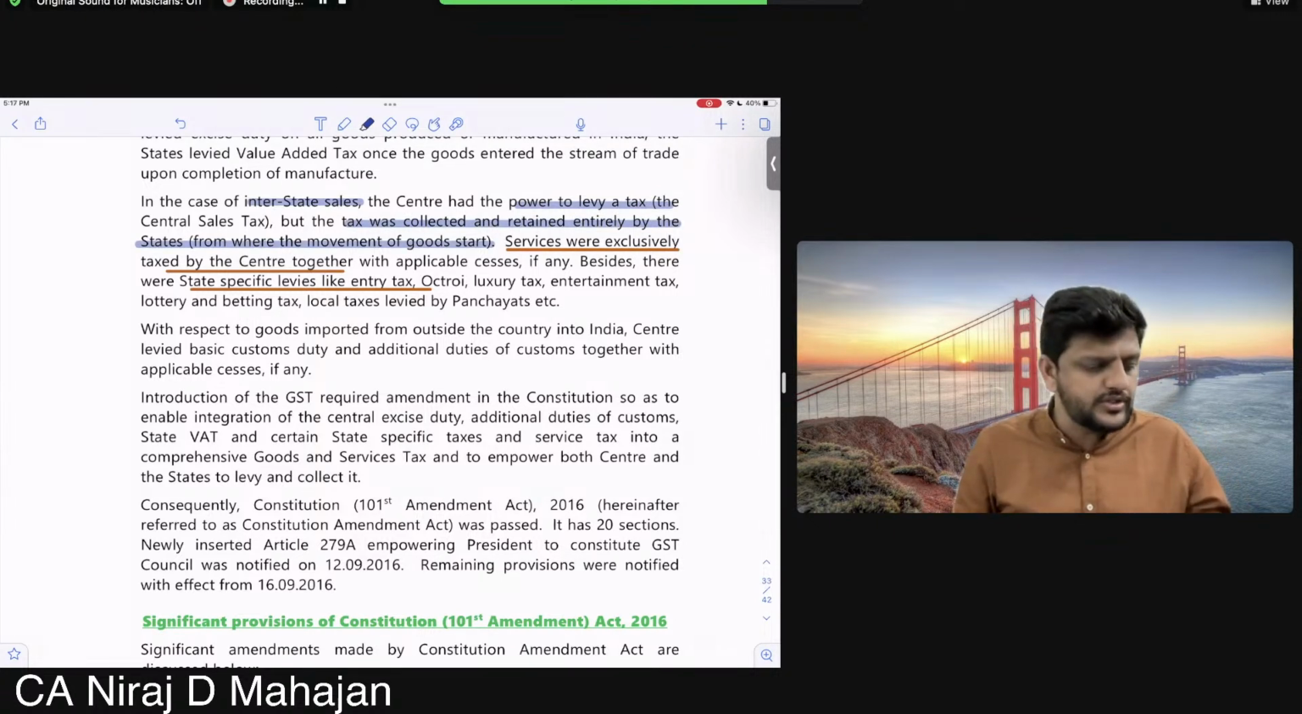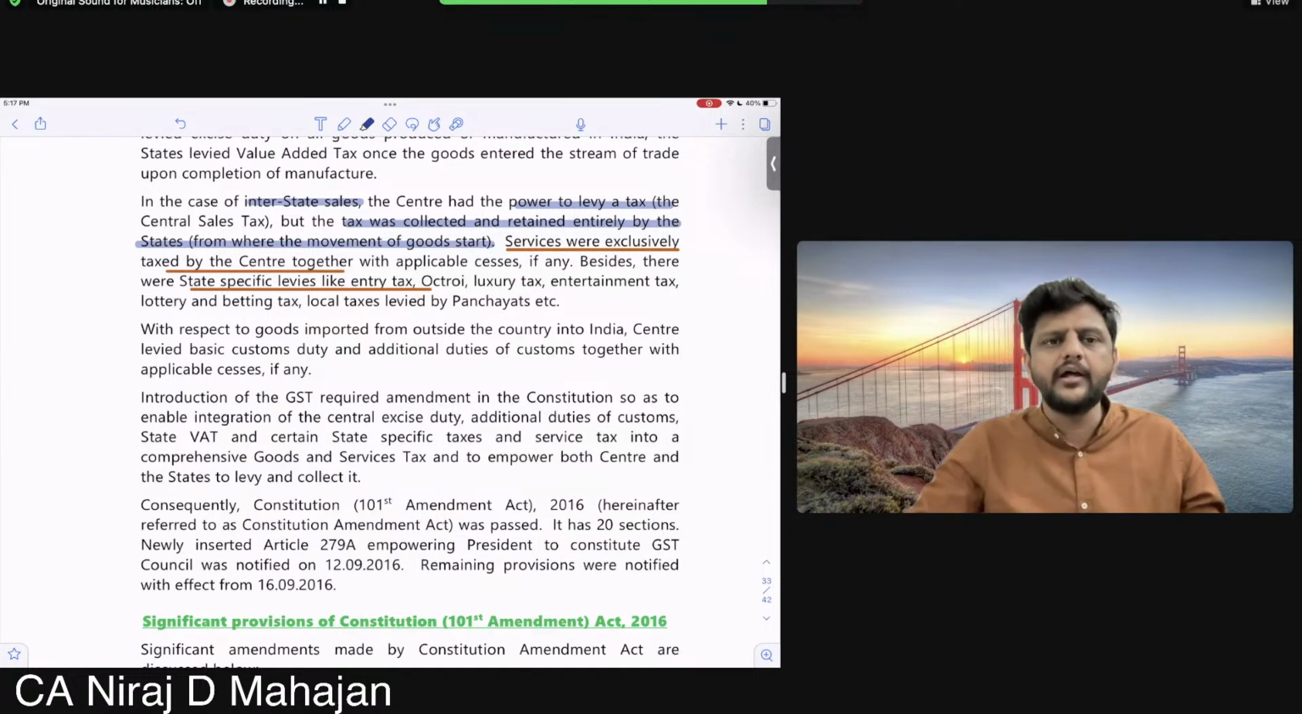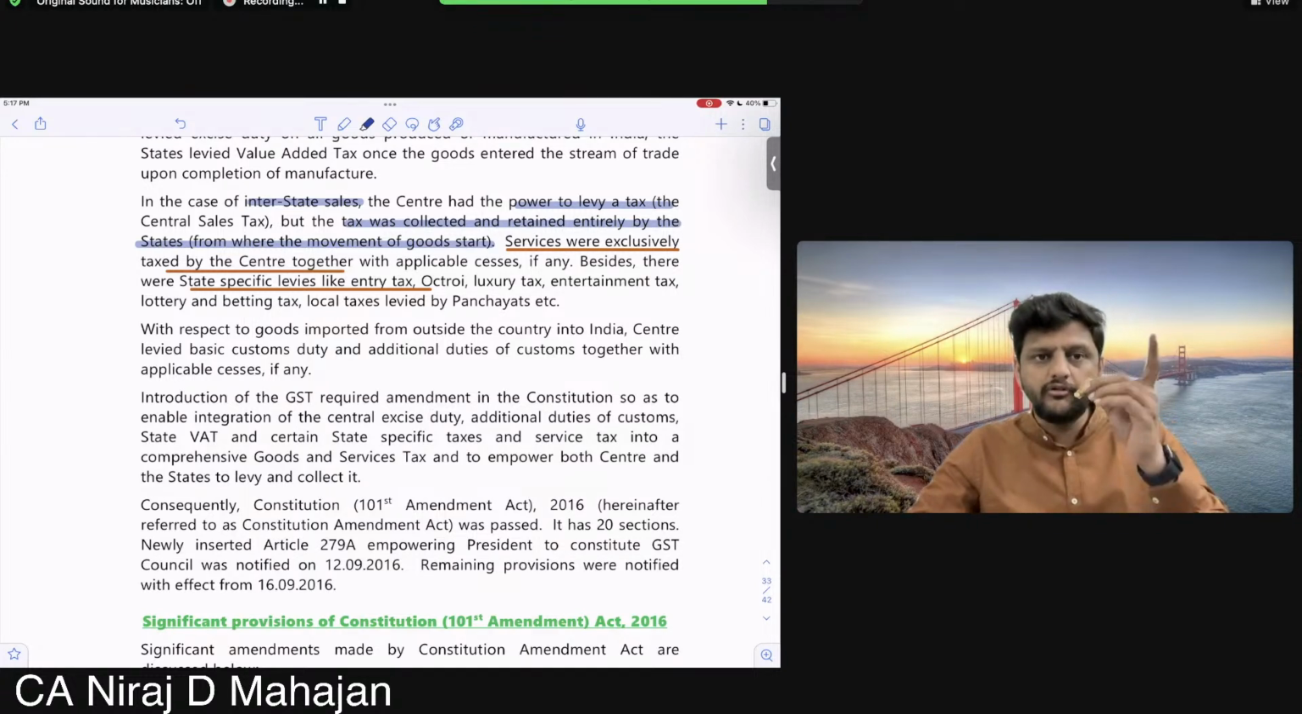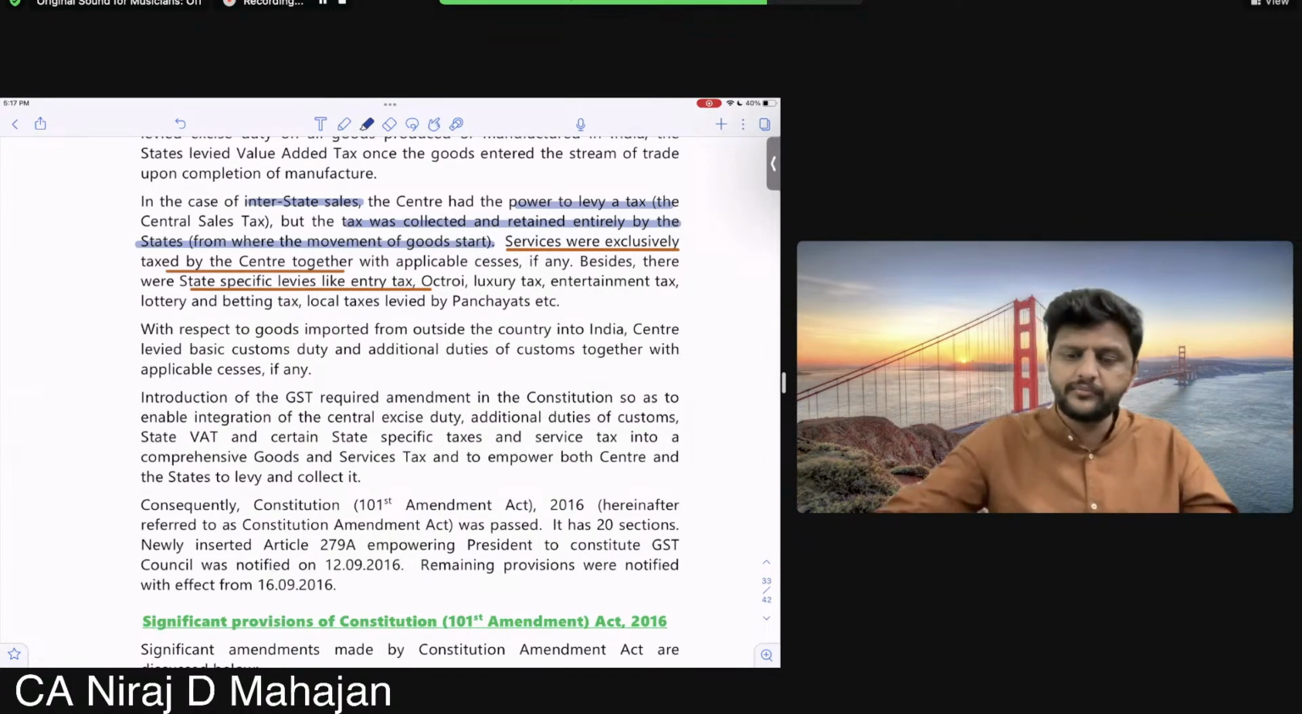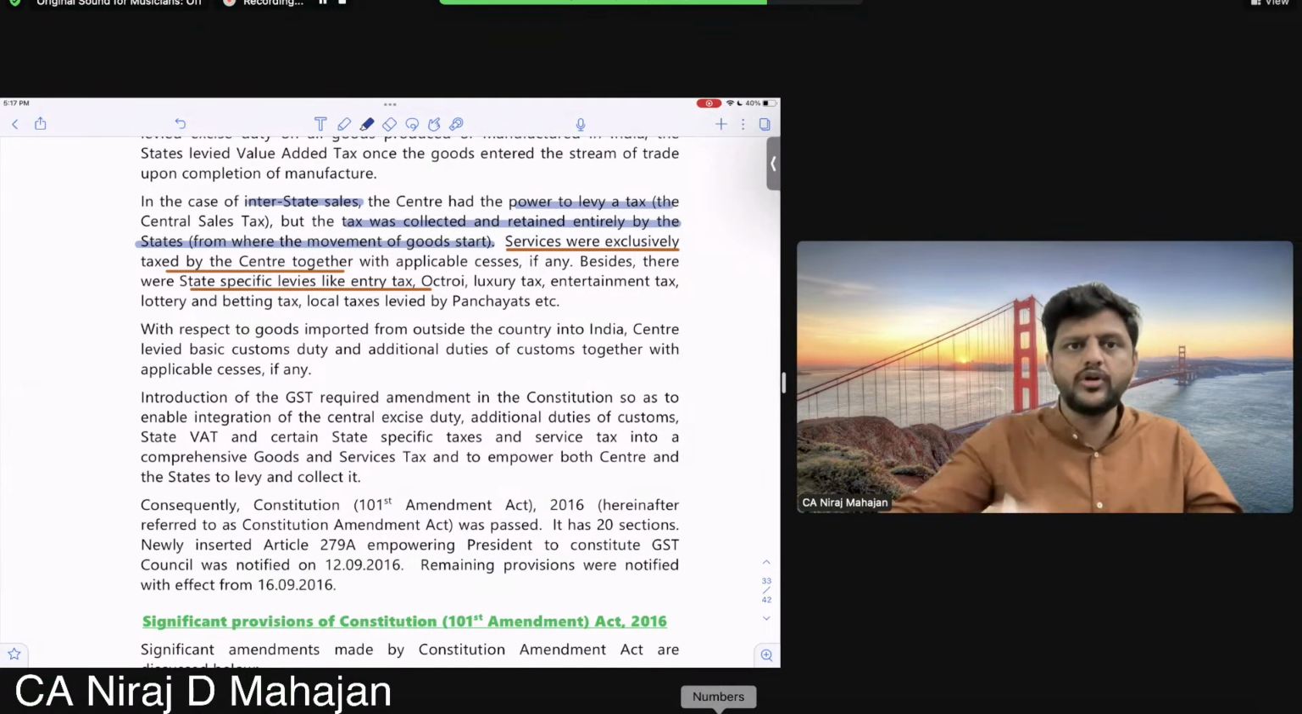Check out the CST. In CST earlier laws, what used to happen? The Center had the power to levy the tax, CST, but the tax was collected and retained entirely by the states, from where the movement of goods starts. That is origin based. CST was origin based.